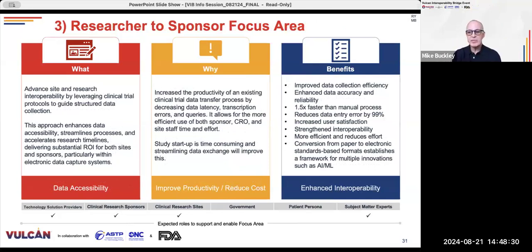Thanks, Rich. So the benefits of using EHR to EDC technology when we're leveraging HL7 FHIR are improved data collection efficiency. It enhances data accuracy and reliability. And what we found is that it's 1.5 times faster than those manual data entry processes, the swivel chair that Rich was referring to. It also reduces data entry error by 99% versus the manual technique. It increases user satisfaction, not only from the site, but also from the sponsor. It strengthens interoperability, and it's more efficient and reduces effort across the clinical trial. And conversion from paper to electronic standards-based formats establishes a framework for multiple innovations such as artificial intelligence and machine learning. And with that, I'd like to pass it off to Scott and Mitra.